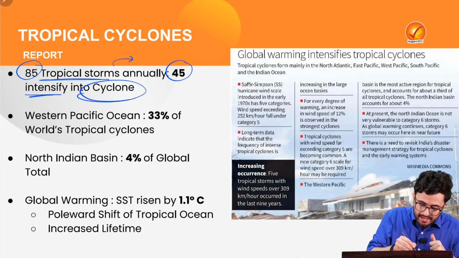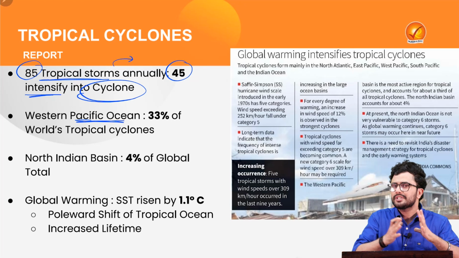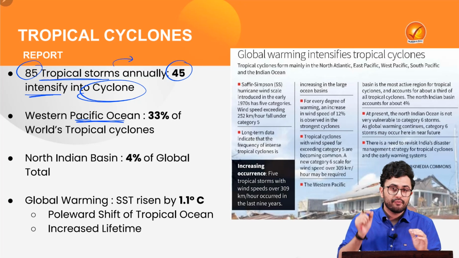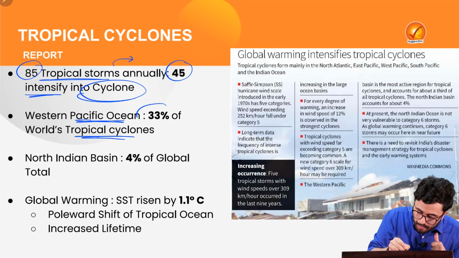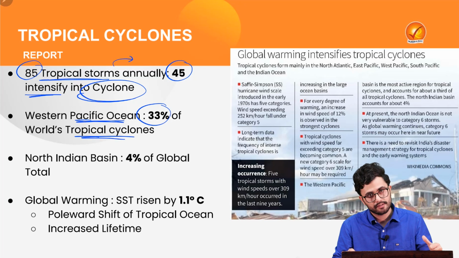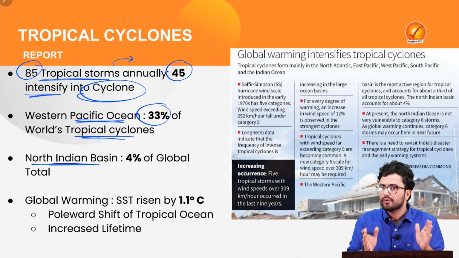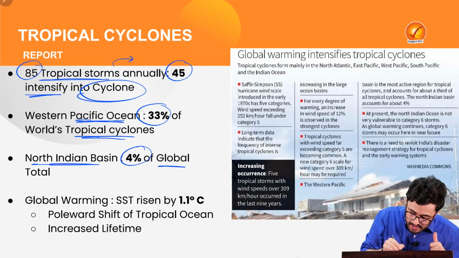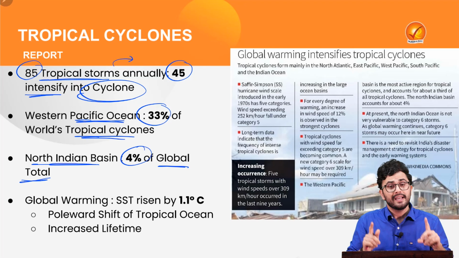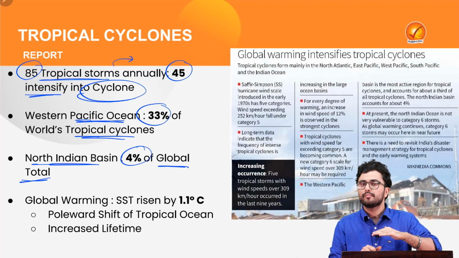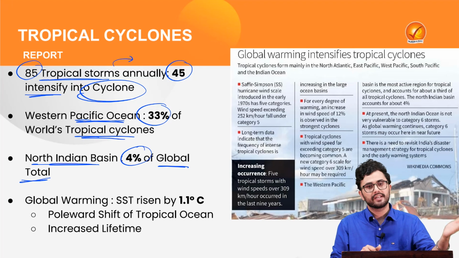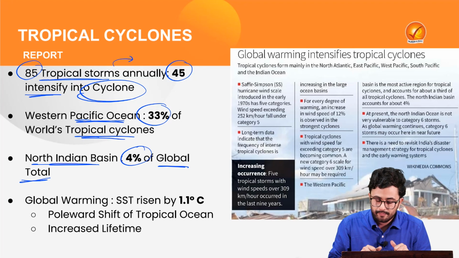Then the Western Pacific Ocean is the most active region, where one third of the world's tropical cyclones actually occur. In contrast to that, the North Indian Basin contributes only 4% of the global total, yet it remains one of the most vulnerable regions affected by tropical cyclones.